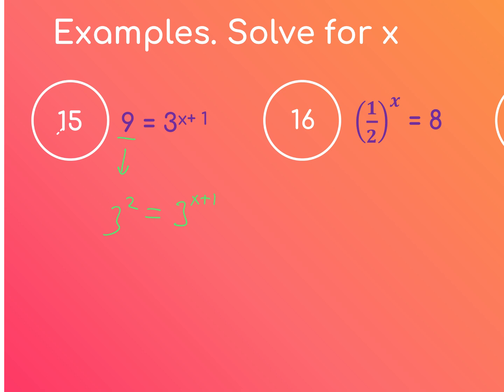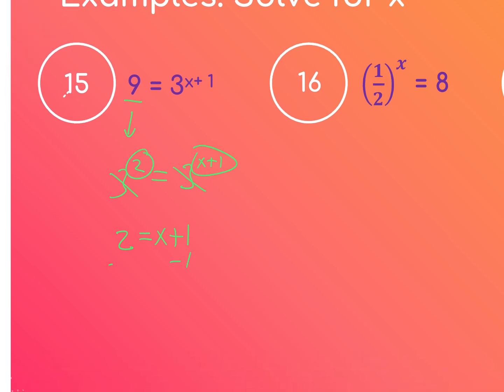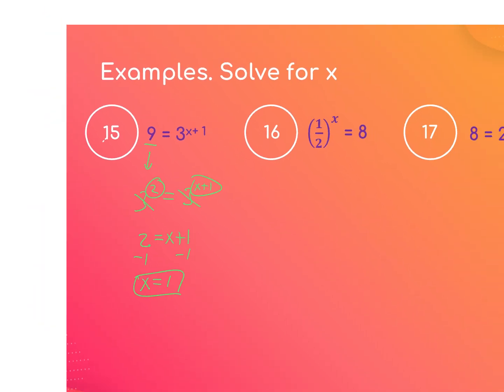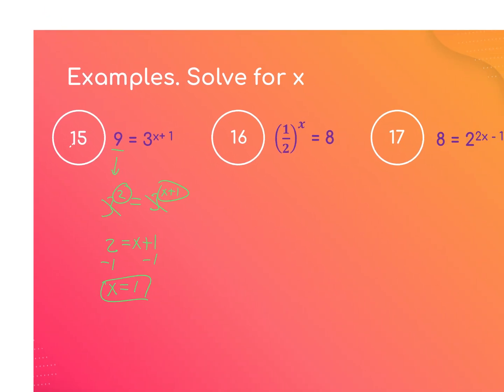Now that we have the same base, we can cancel these out. And then you're left with 2 equals x plus 1, right? So set the exponents equal to each other, all right? And then all you have to do is some simple algebra. Just subtract the 1 on both sides, and you get x equals 1. All right. So again, this is a pretty basic example to start with, but it gets the idea across, right?